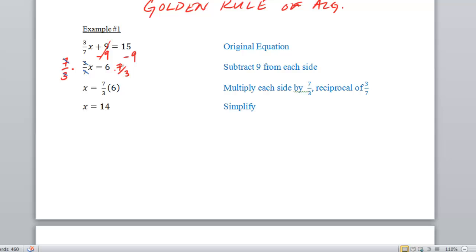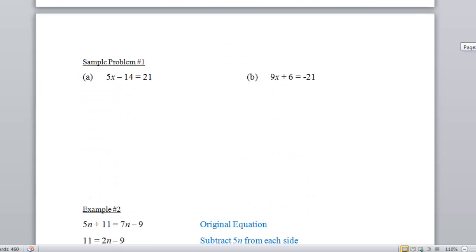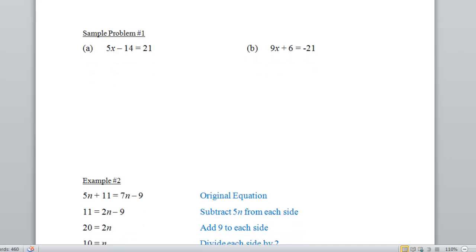We can see here that the x value is isolated, and so that would be the end of our steps. So that should be a good review of a number of skills that you learned in Algebra 1. At this point in time, why don't you go ahead and pause the video and work Part A of sample problem number 1. Use the example above as needed, and get x by itself.